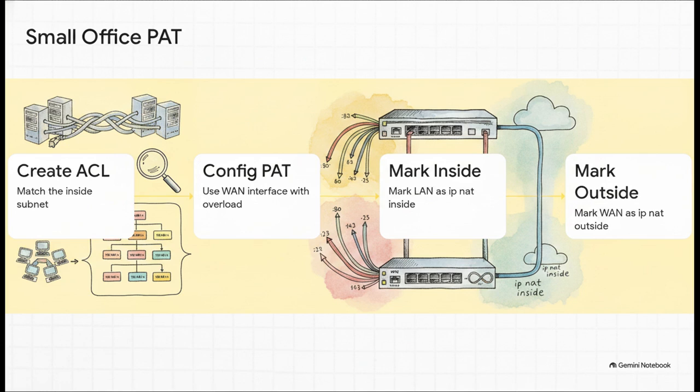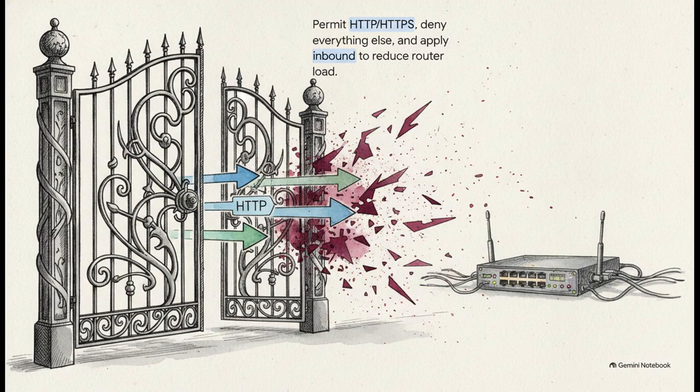Finally, you just tell the router which way the traffic is flowing. Mark your LAN interface as ip nat inside and your WAN interface as ip nat outside. Now, what's really interesting about this slide is how we secure that traffic flow. We definitely don't want just any random traffic leaving the network.